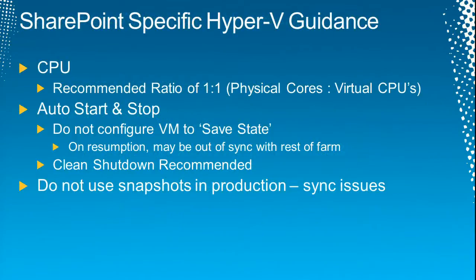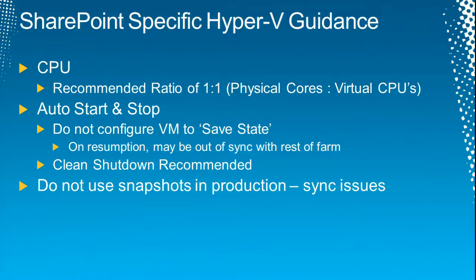But when it comes to specifics for Hyper-V and SharePoint, there are only a few. Everything we talked about in Hyper-V at the start is applicable, best practices. But these are specific for SharePoint on Hyper-V. It is a recommended ratio of 1 virtual processor to 1 logical processor. What that means is, if you've got 8 cores in the physical server, you could have 8 virtual processors in VMs running on that server.